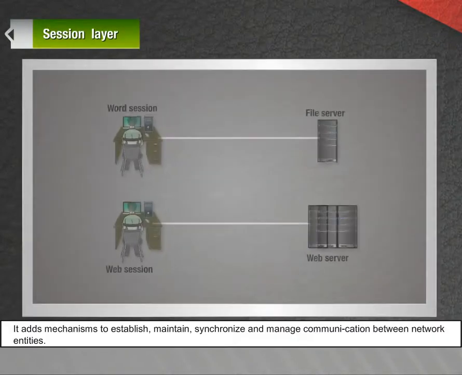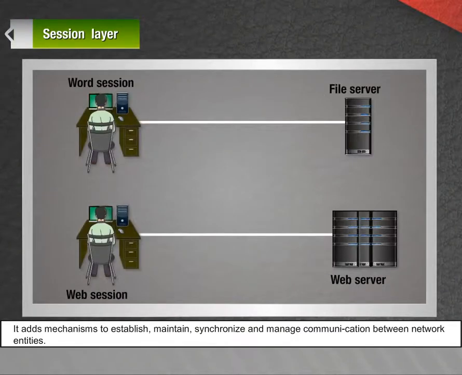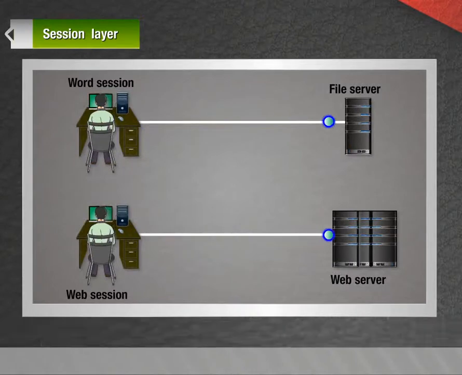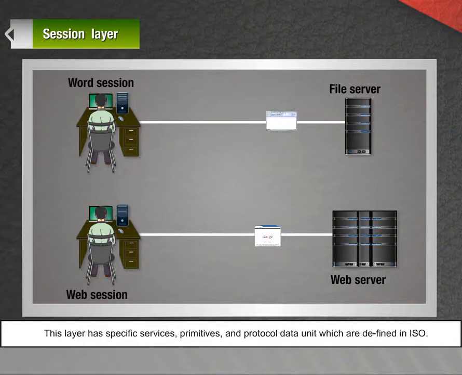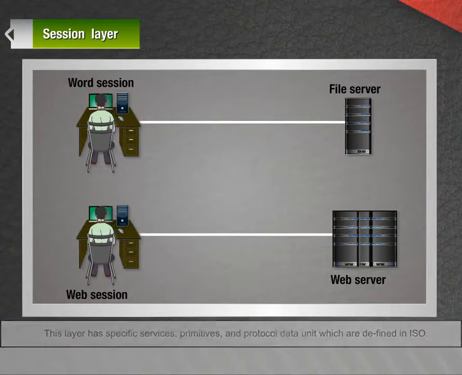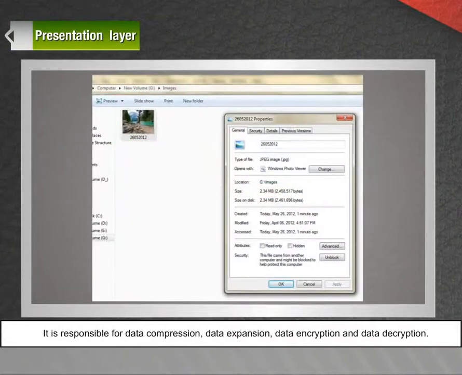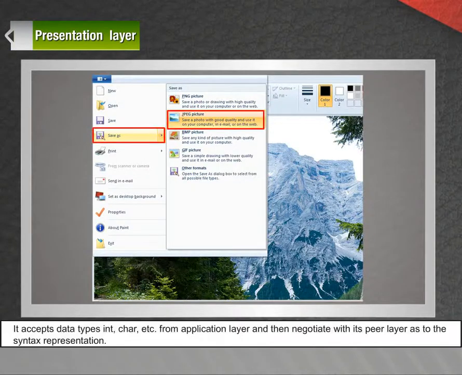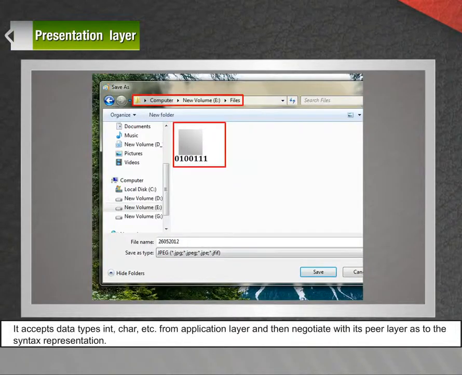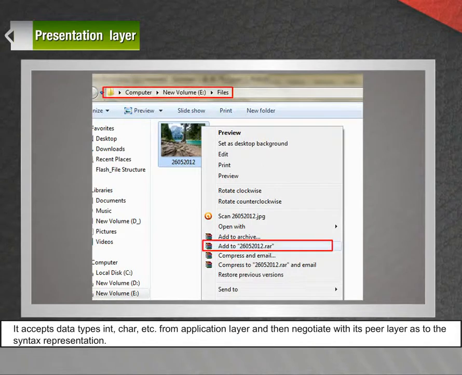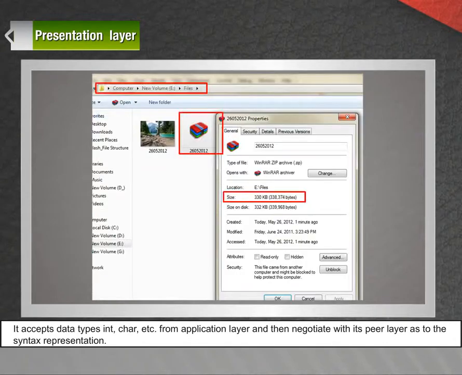Session layer. It adds mechanisms to establish, maintain, synchronize, and manage communication between network entities. This layer has specific services, primitives, and protocol data units which are defined in ISO. Presentation layer. It is responsible for data compression, data expansion, data encryption, and data decryption. It accepts data types such as int, char, etc. from the application layer and then negotiates with its peer layer as to the syntax representation.